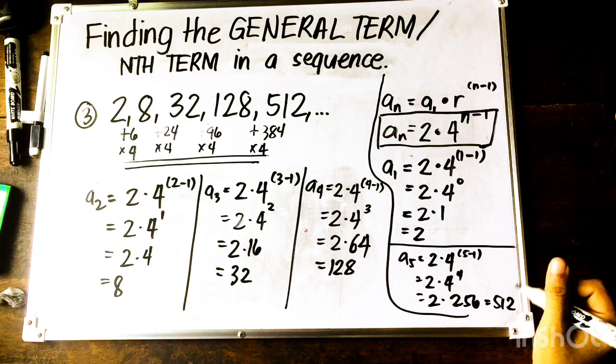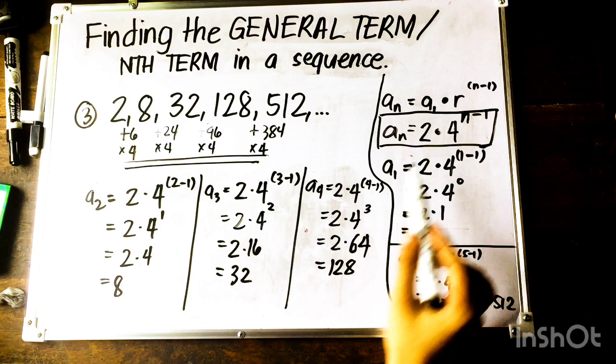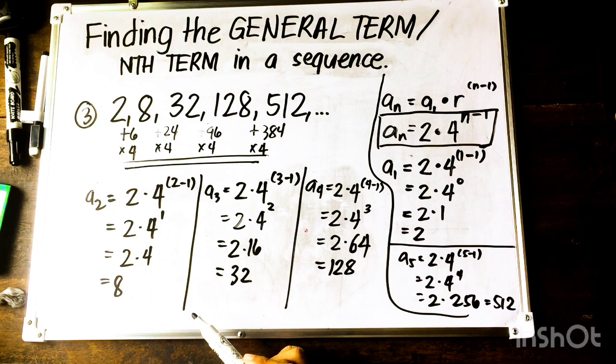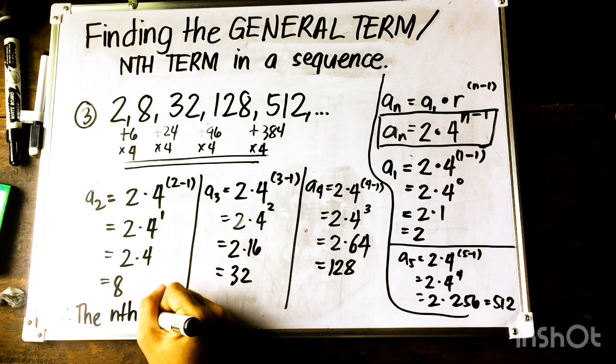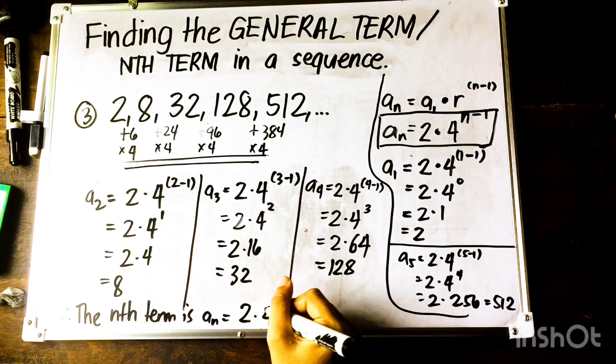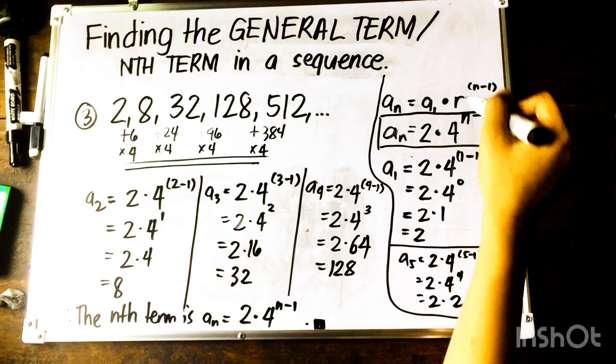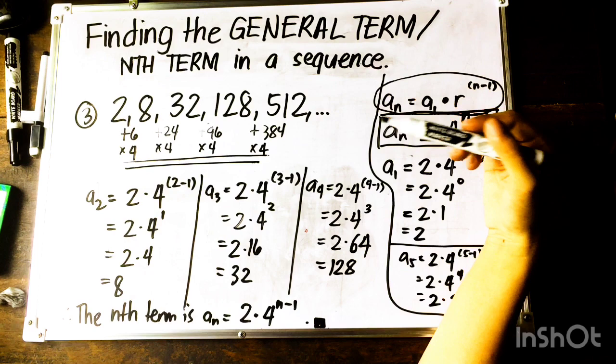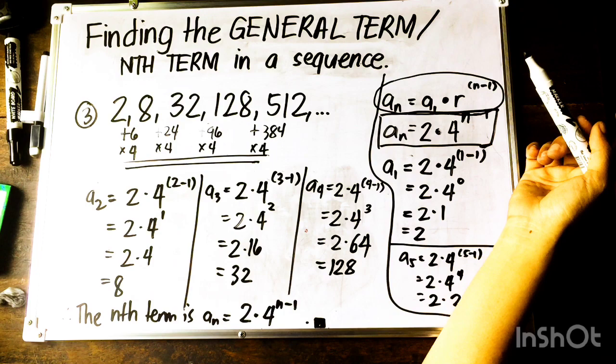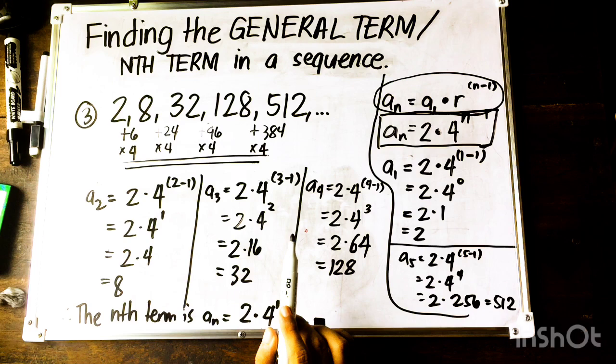Okay? So, that means our answers are correct or our formula is correct since it generates the first 5 terms of the sequence. Okay, so as your final answer, the nth term is a sub n equals 2 times 4 raised to n minus 1. So, that is your final answer. So, again, we use this formula. Kailan ba ito gagamitin ulit? We use this formula if we have the constant number or the constant ratio that is being multiplied or divided to the previous terms. Okay? So, that ends your example number 3.